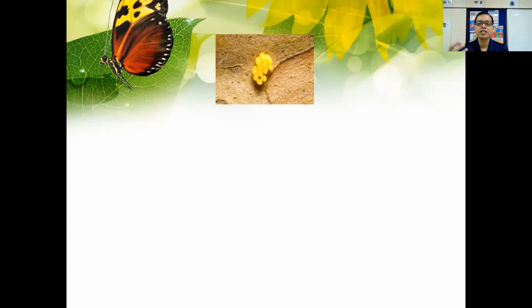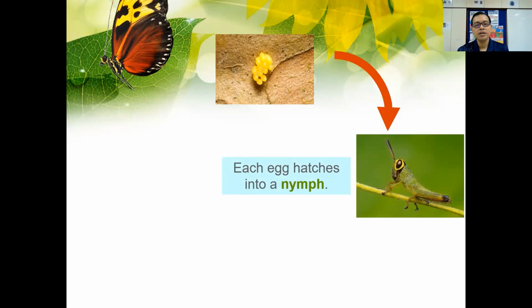You see, if they only lay one egg, and that egg is eaten by predators, the grasshopper will lose its young. But if the grasshopper lays many eggs, the predators may eat some of the eggs, but some of the eggs may still survive. They may still hatch into new grasshoppers, and the life cycle can still continue on. Now, the grasshopper nymph, when it hatches, it looks very similar to the adult.